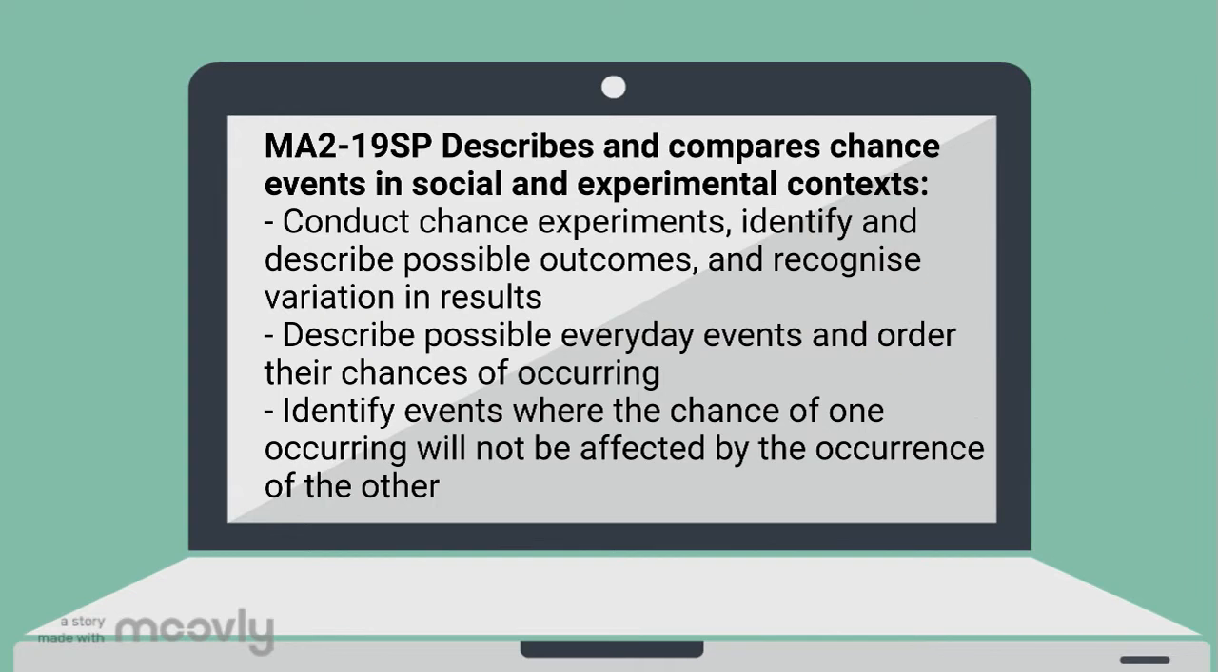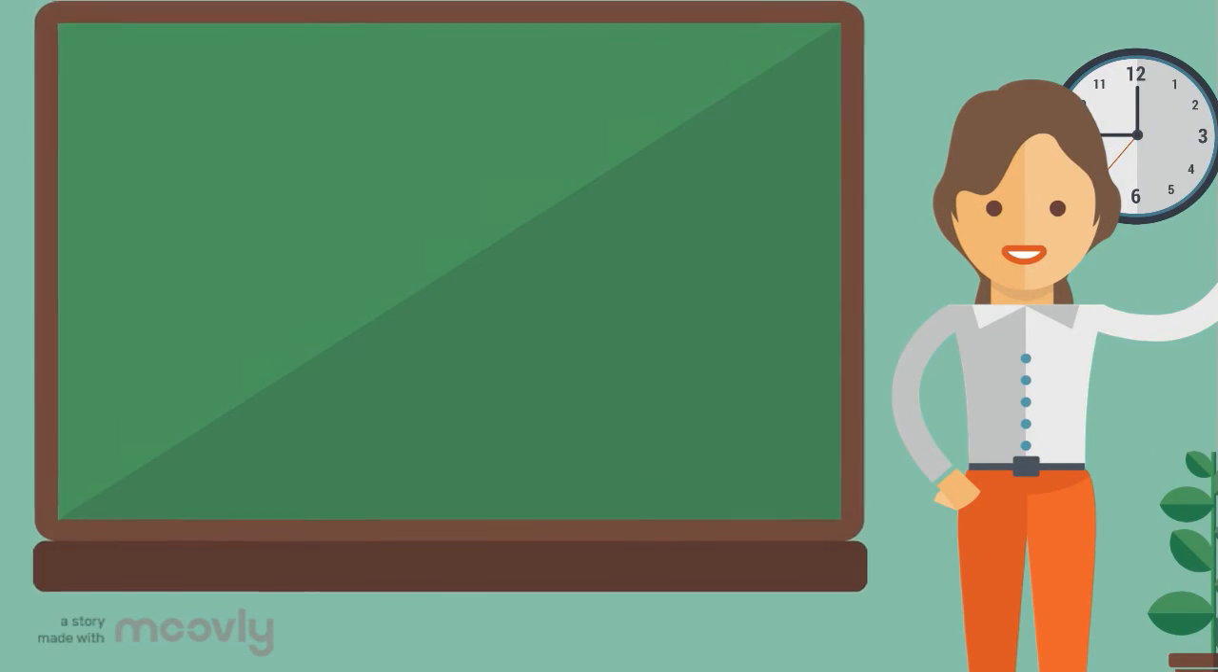The Stage 2 syllabus for New South Wales requires students to be able to describe and compare chance events in social and experimental contexts. Students should conduct chance experiments, identify and describe possible outcomes, recognise variation in results, and make statements that acknowledge randomness. Let's see what this might look like in a classroom.